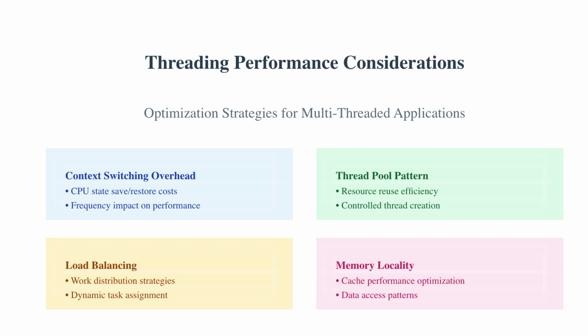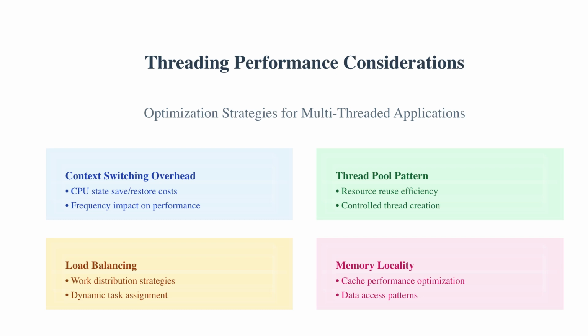Now that we understand how deadlocks can paralyze systems, let's examine threading performance considerations. When we move from theory to practice, performance becomes crucial. Even the most elegant threading solution is worthless if it's too slow. First, let's talk about context switching overhead. Every time the CPU switches between threads, it must save the current thread's state and restore the new thread's state. This includes registers, program counter, and stack pointers. This overhead can quickly add up in systems with frequent thread switches.